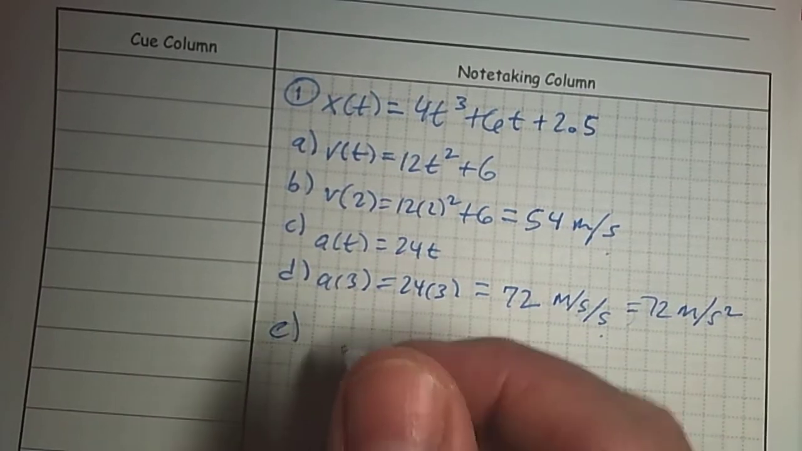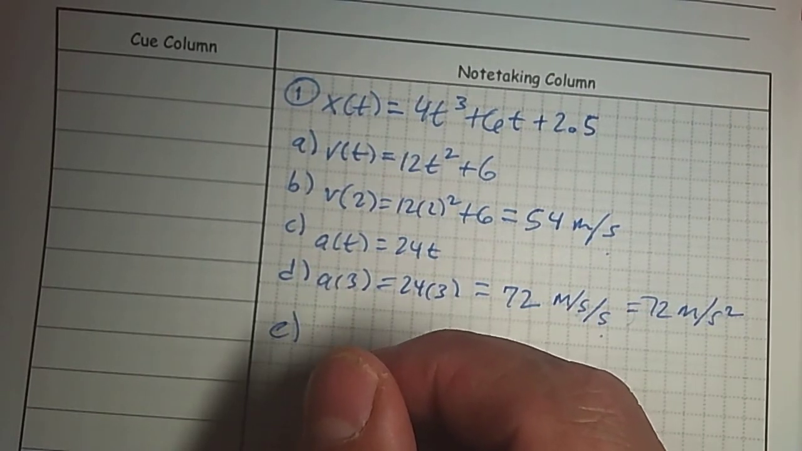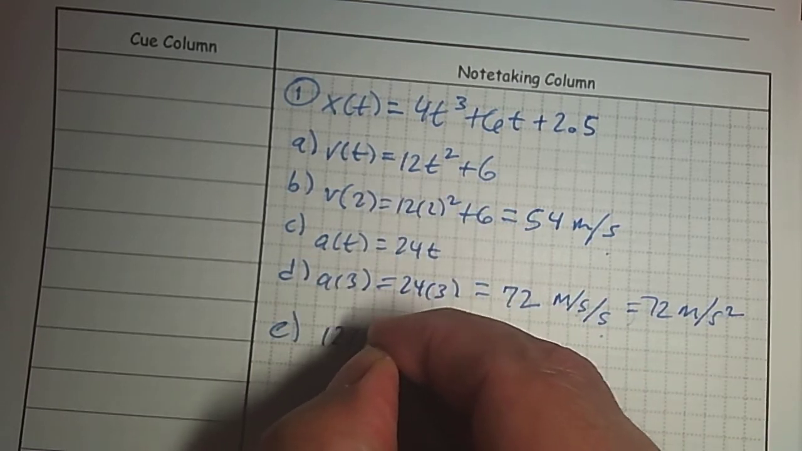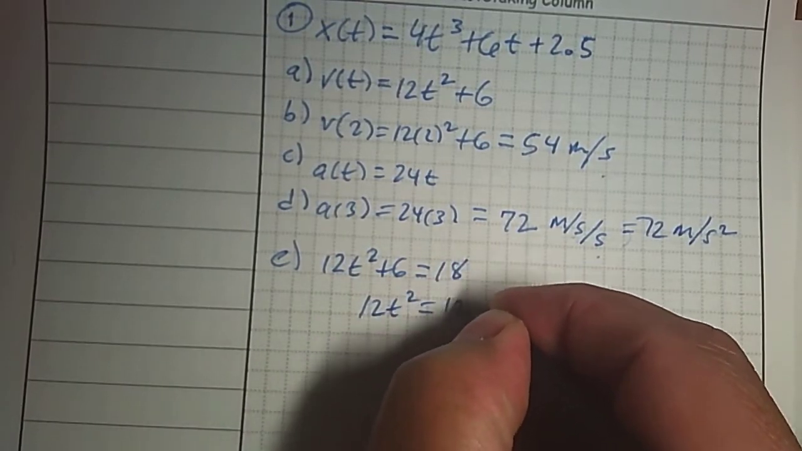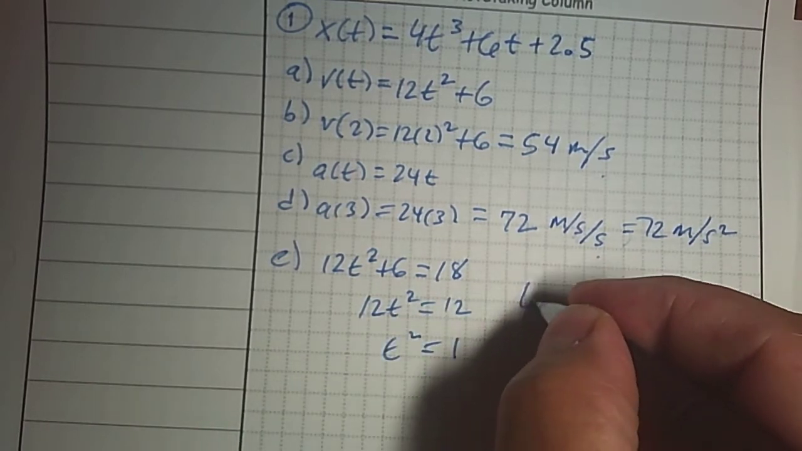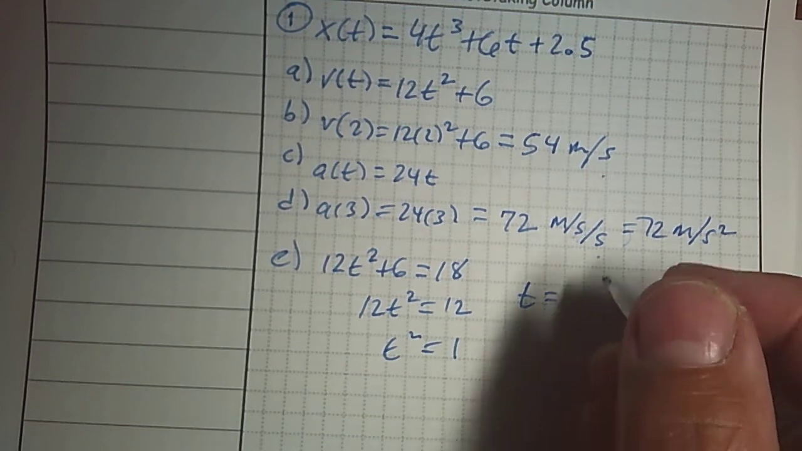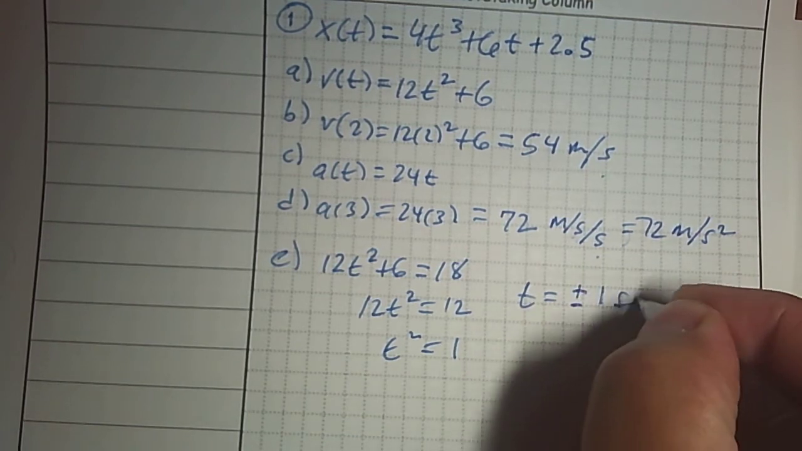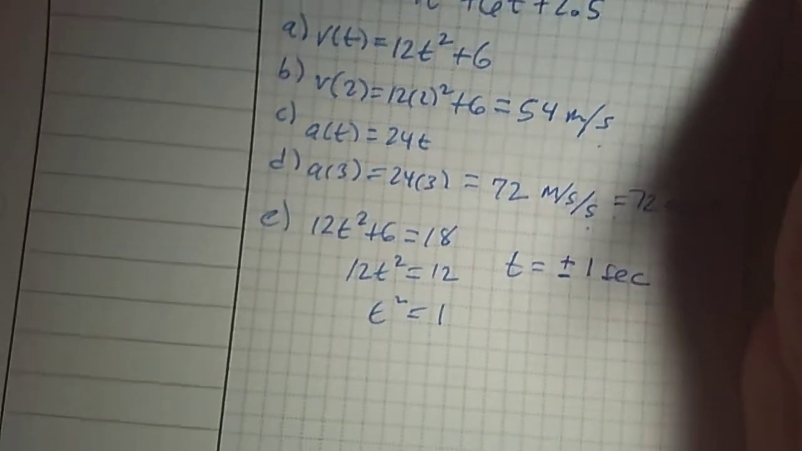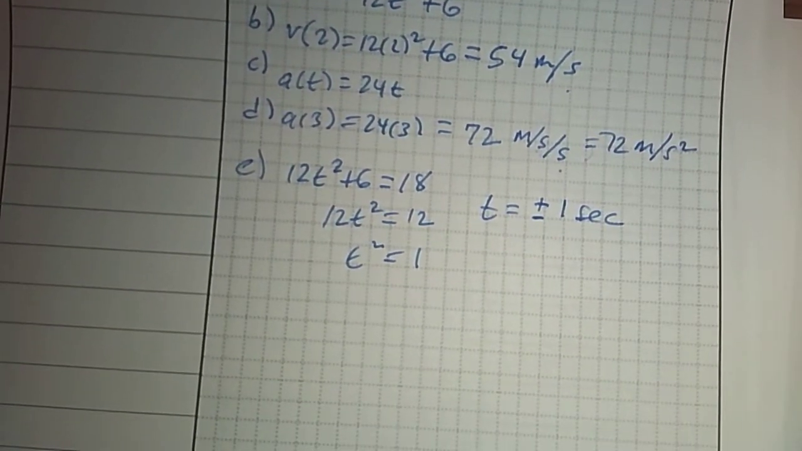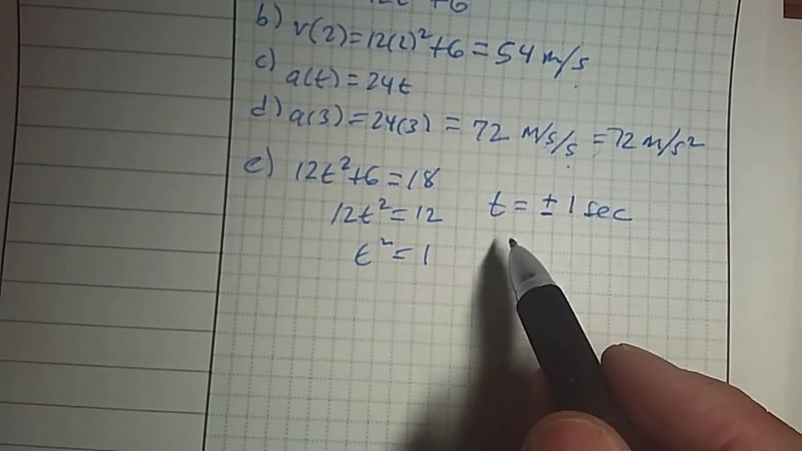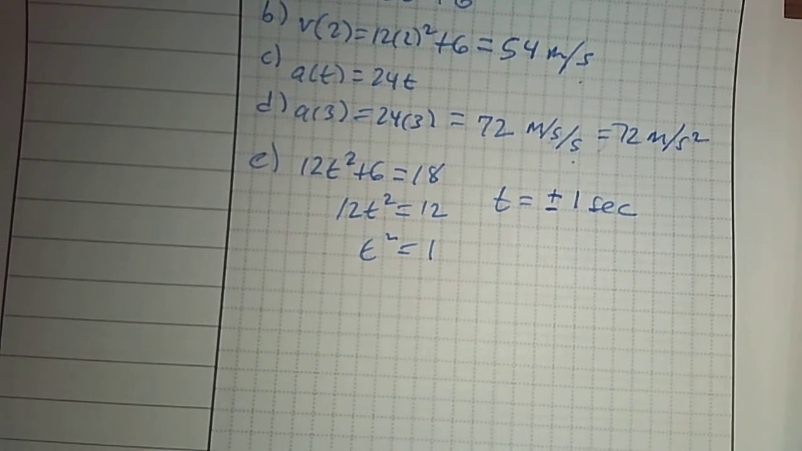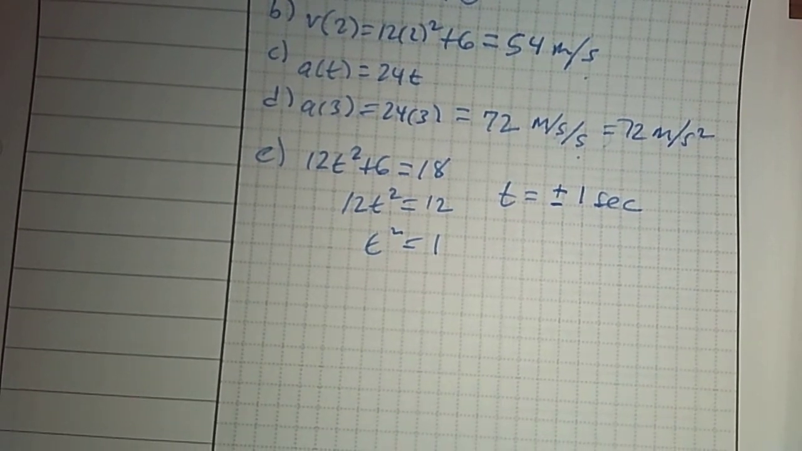E. When is the velocity of the particle 18 meters per second? So I take the velocity, 12t squared plus 6, make it equal to 18, and then solve it. To solve this, I'm going to subtract 6, divide by 12, and then when I take the square root, the answer could be either positive or negative 1. And that's in seconds. So in real world situations, you can't have negative seconds, but there are conceptual physics situations where time could be both positive or negative in a conceptual sense. Obviously, in a real sense, time could only be a positive number.